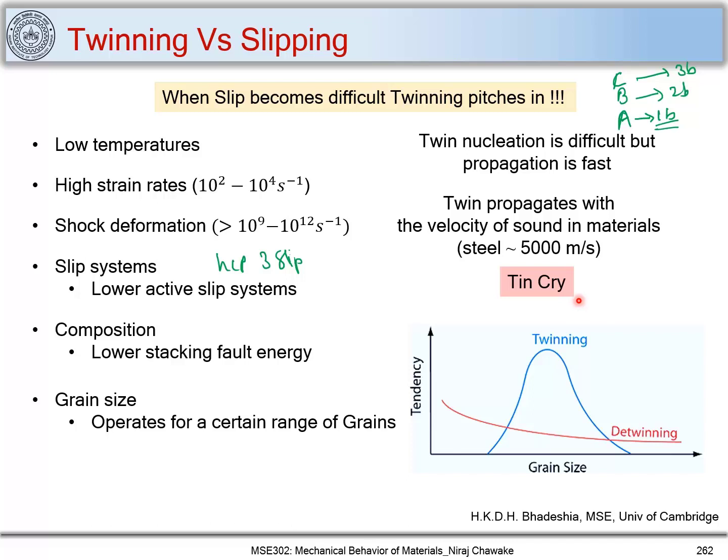So with this, we have understood that twinning is one of the important plastic deformation mechanisms, which comes in when slip becomes difficult. We have seen when slip becomes difficult, and we have looked at all these parameters. When these parameters make slip difficult in a material, the plastic strain is accommodated by the twinning mechanism. And with this note, I will stop here.